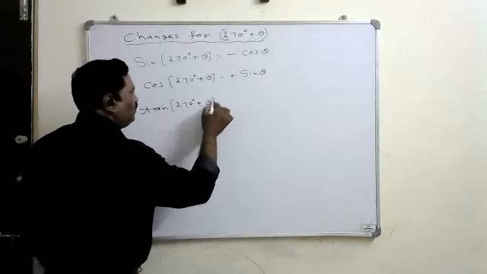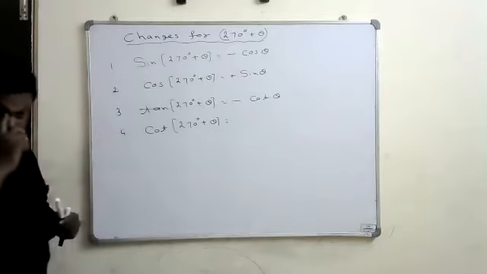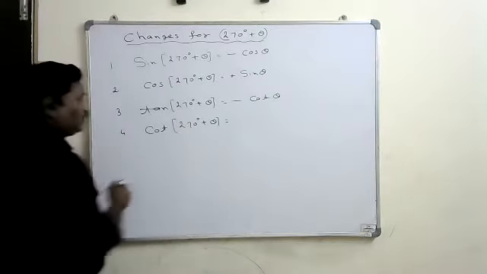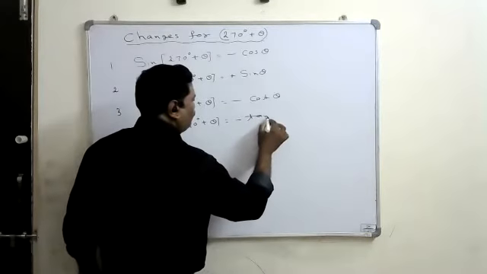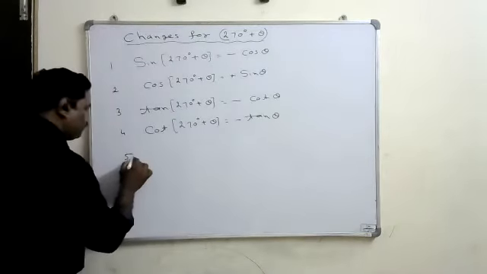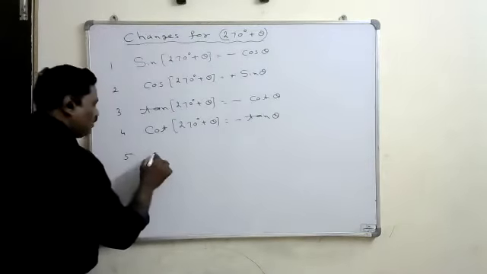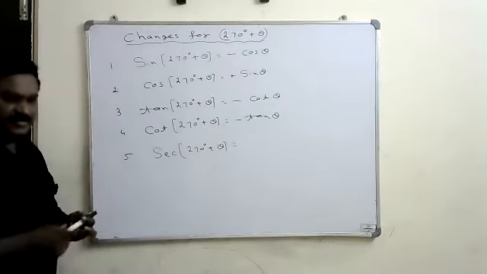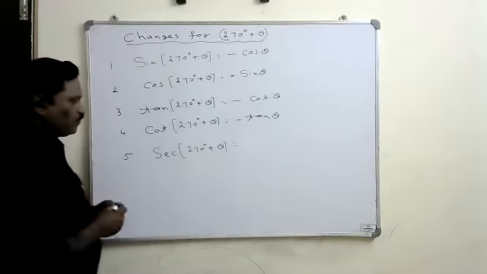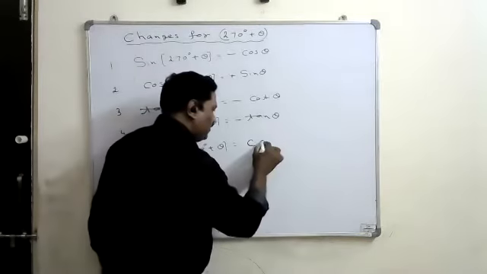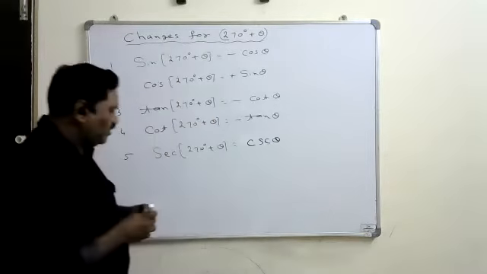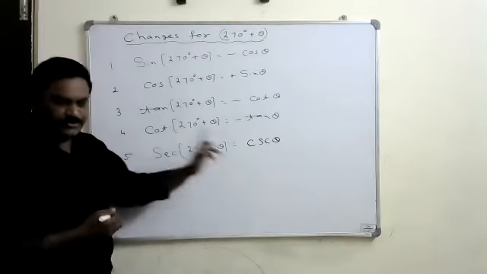And then cot of 270 degree plus theta, how does it change? Minus tan theta. Then secant of 270 degree plus theta, how does it change? Positive cosec theta. Positive cosecant theta, because in the fourth quadrant, secant is positive, so it will get the positive sign.